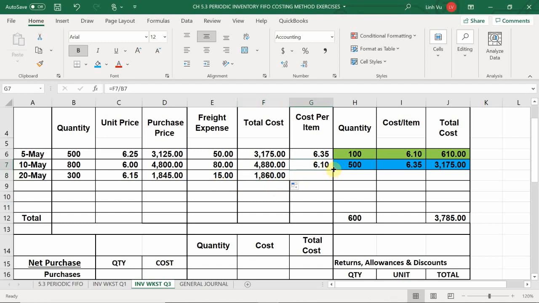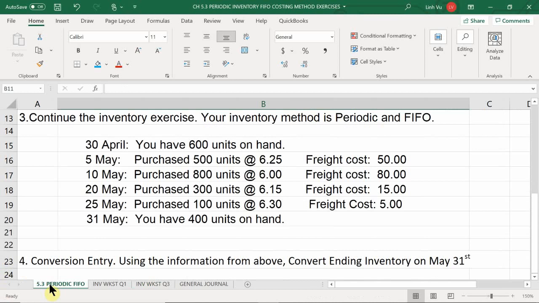Last piece of information we have here is that on May 31st, you have 400 units on hand. So that means at the end of the month, we have 400 units left. That's your ending balance, right? That's how much you have left in inventory.